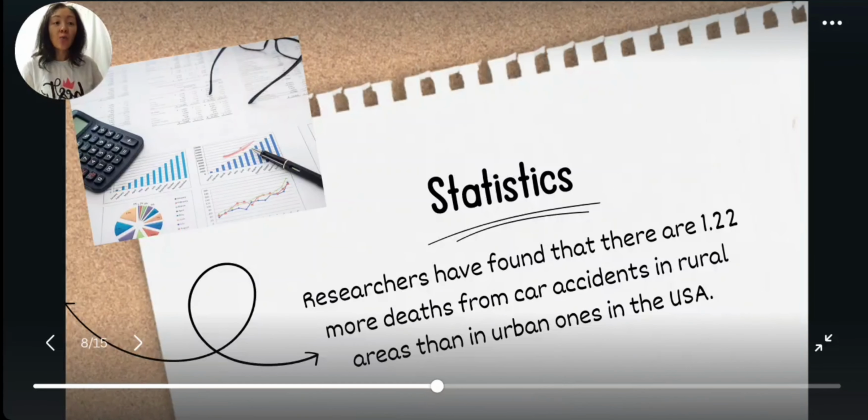Researchers have found that there are 1.22 more deaths from car accidents in rural areas than in urban ones in the USA. Of course, if you're writing the article living in Kazakhstan, these statistics can be taken from our country. But in general, this kind of information grabs the attention of the reader. So here these words will be death, car accidents, right? Because again, it's something which makes us think, something which triggers our internal emotions and feelings.